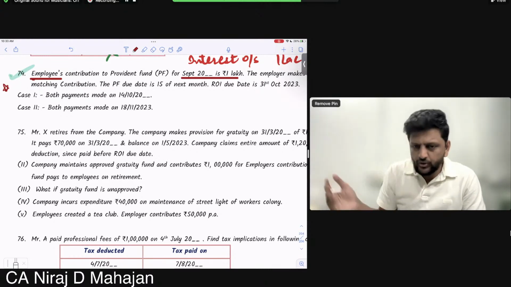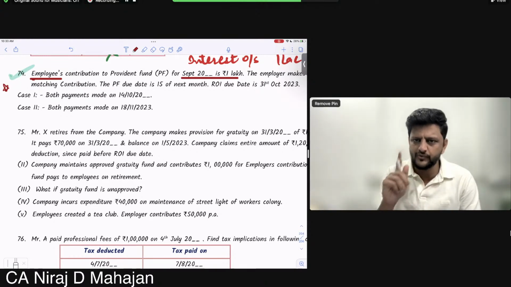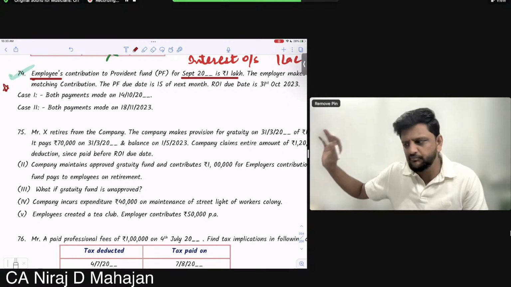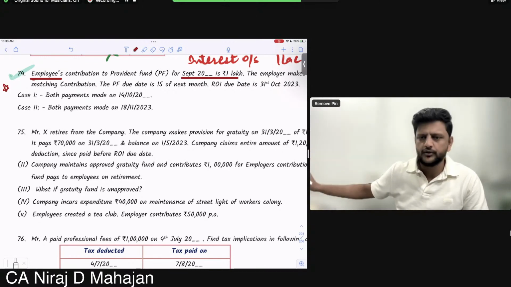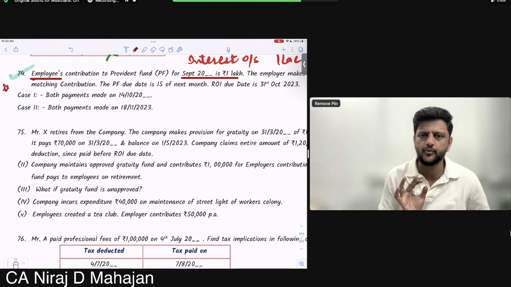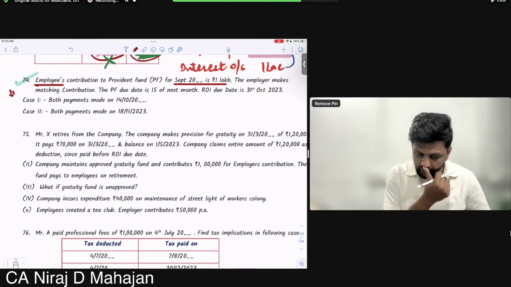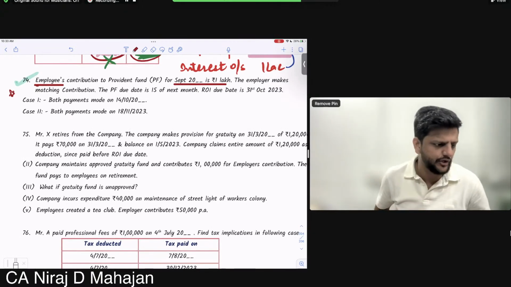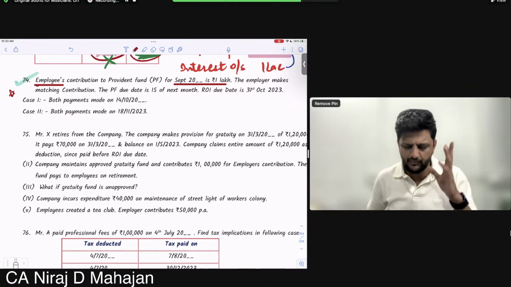Let us say that entire amount comes to 1 lakh. So I'm not talking of just one single employee here. I'm talking of many employees whose total Provident Fund contribution for the month is coming as 1 lakh. Clear till here? The employer also makes the matching contribution. That means obviously the employer is also paying the same amount.